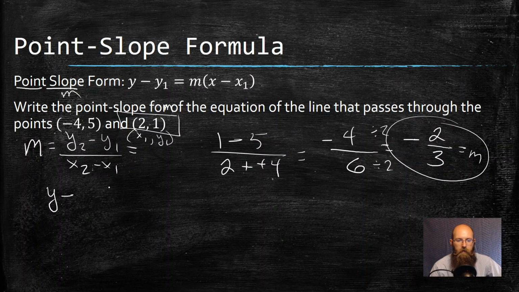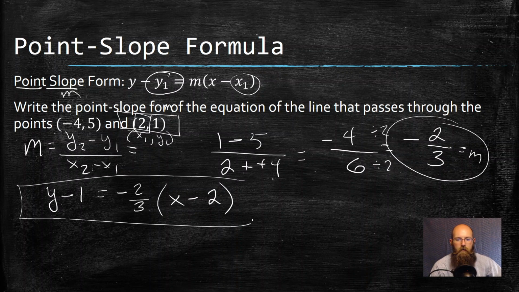Leave my y the same. My y1 is 1. What's my slope? Negative 2/3. And then x just comes down minus x1, which in this case is that 2. So minus 2. And again, this is done. The only thing I could do if I really wanted to was add that 1 over and write it on the end. But we're not going to worry about that this time.